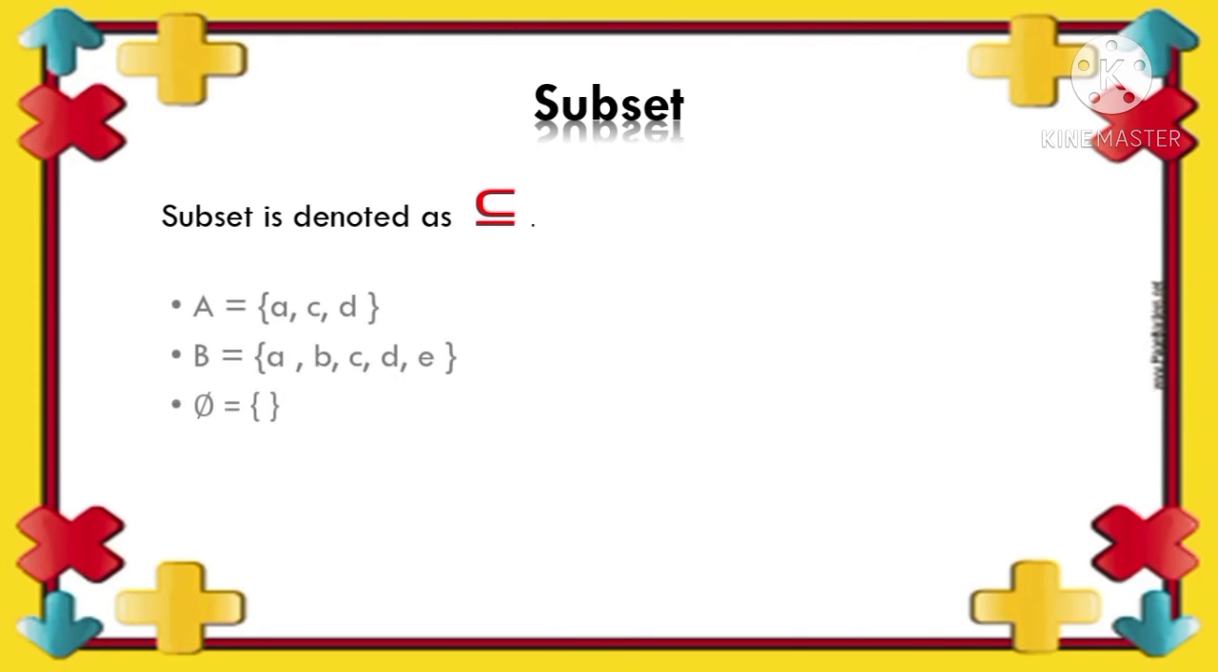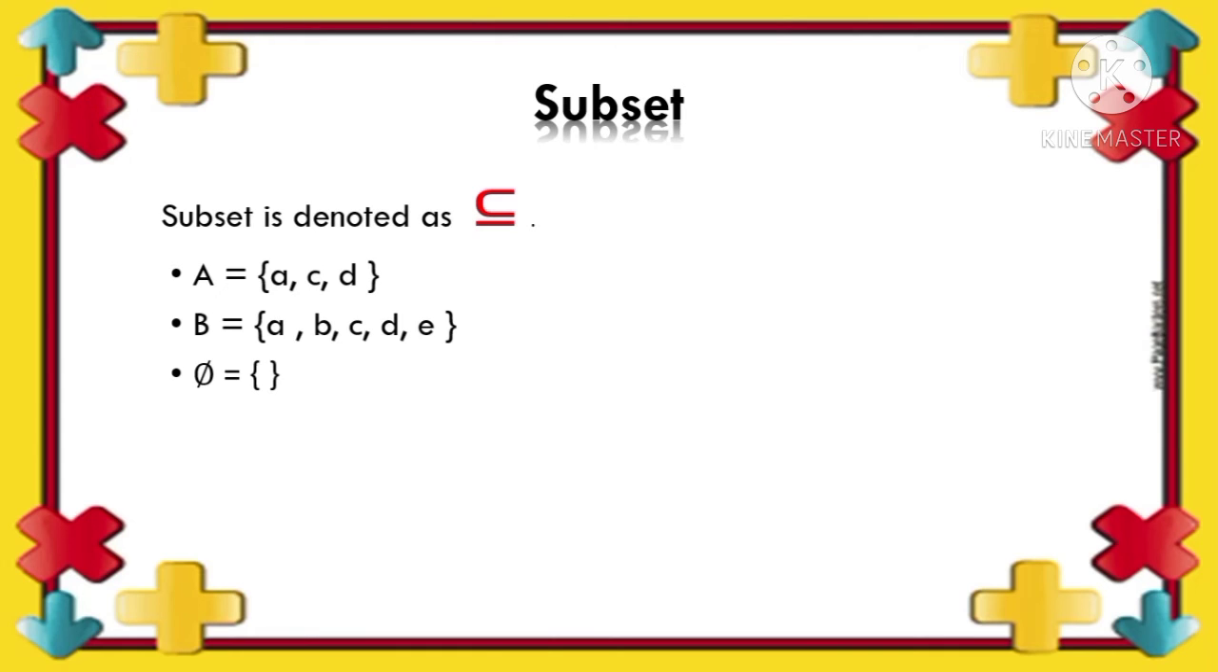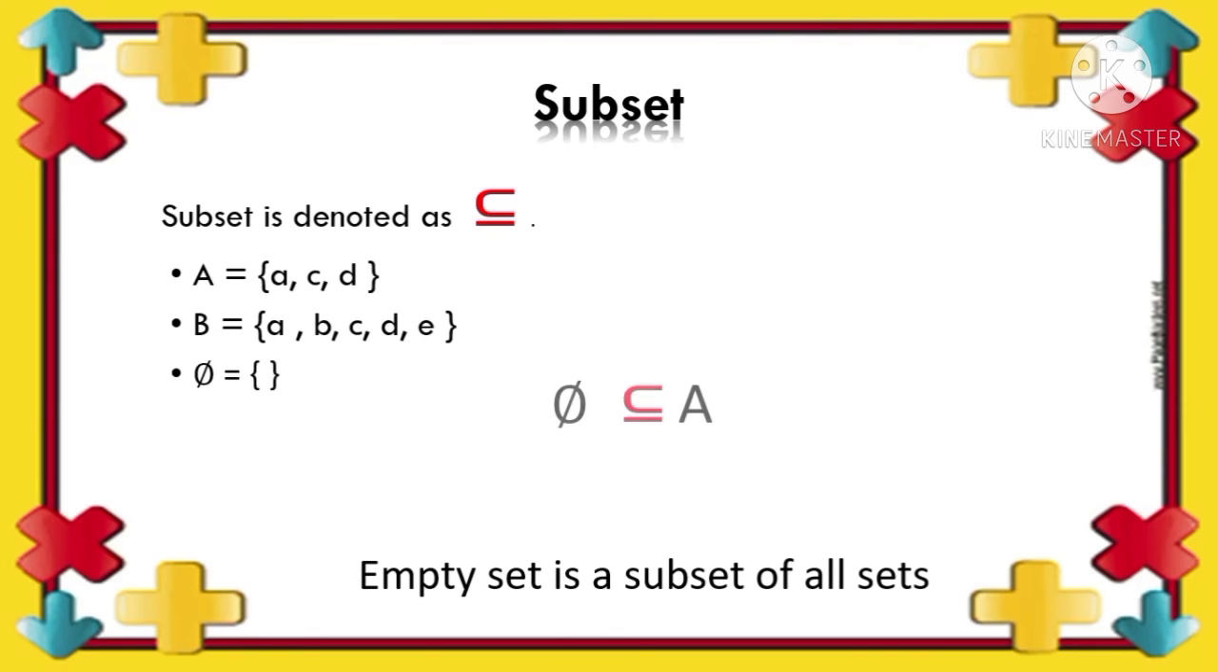Let's have another example. We have set A, set B, and an empty set. Let us remember that an empty set is a subset of all sets. So we can say that the empty set is a subset of A and the empty set is a subset of B, because the empty set is a subset of all sets.